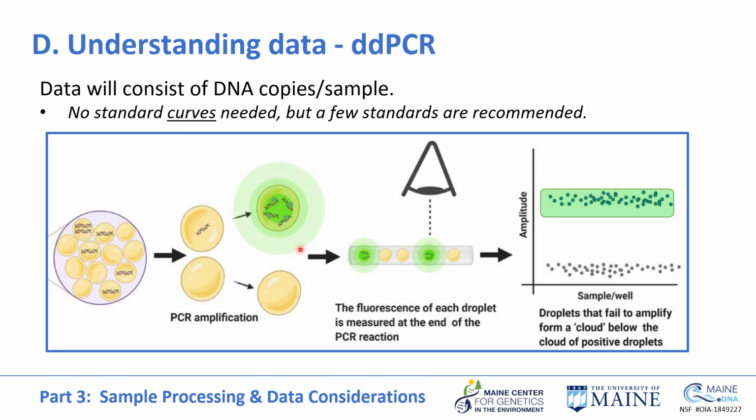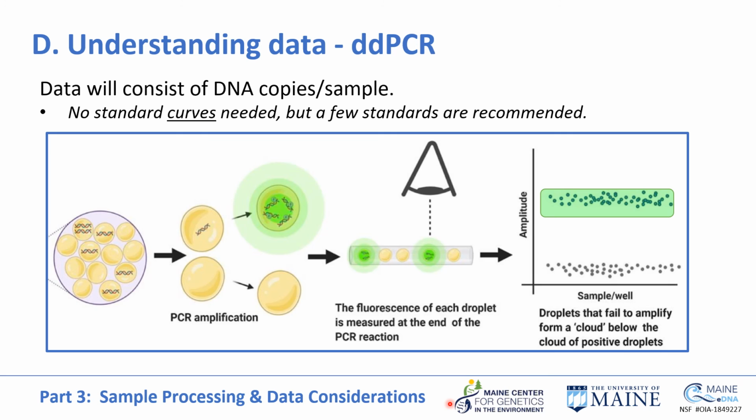And the ddPCR machine is going to measure the number of droplets that are glowing versus the number of droplets that are not glowing. So here you can just see these would be the droplets that are glowing that it measures, and these are the ones that didn't glow. So you're just going to get a proportion of droplets that had the PCR reaction occur versus the proportion that don't.